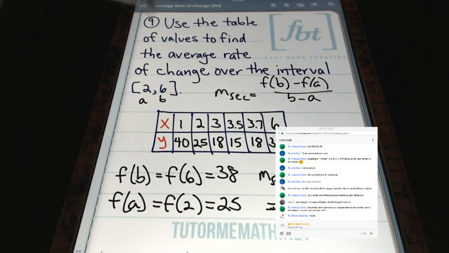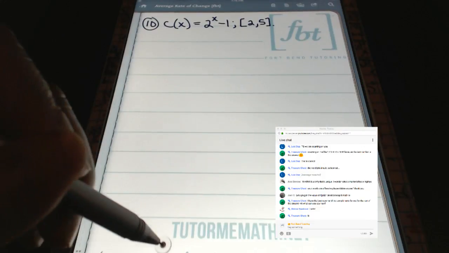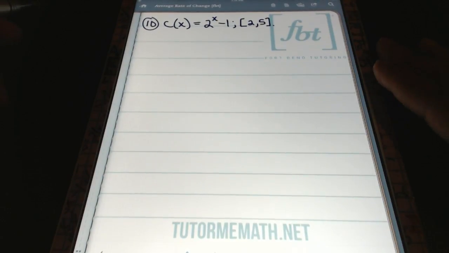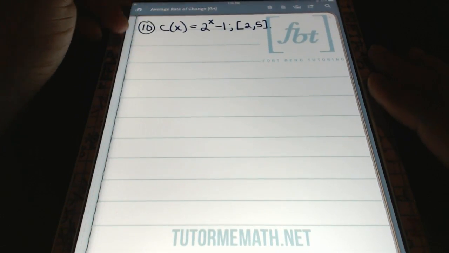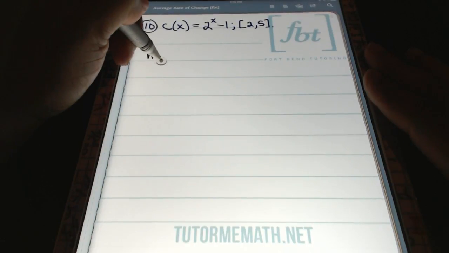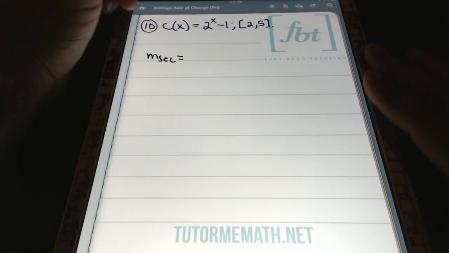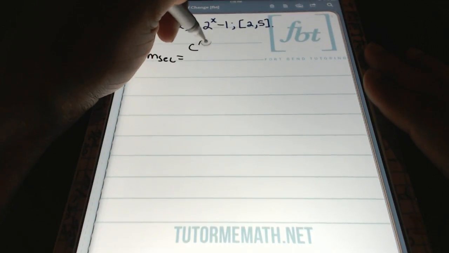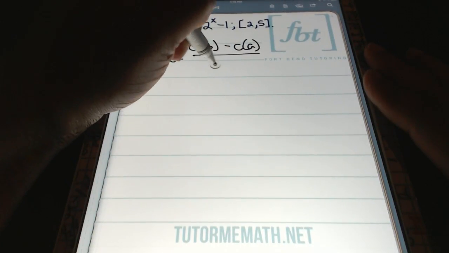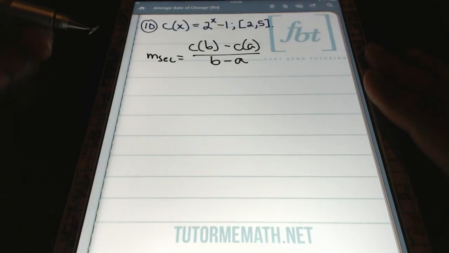Good stuff. Let's move on, guys. We have problem number 10. We have another exponential function. This one is named C. As far as our slope of the secant line equation is concerned, in other words, in order to find the average rate of change, we can say that this is going to be C of B minus C of A divided by B minus A. There we go.